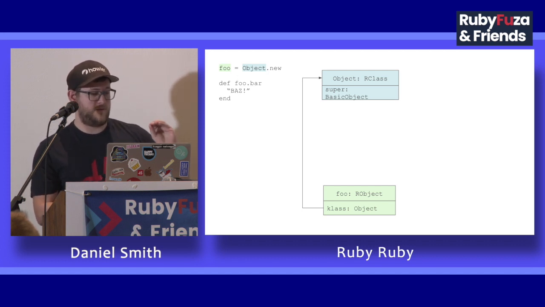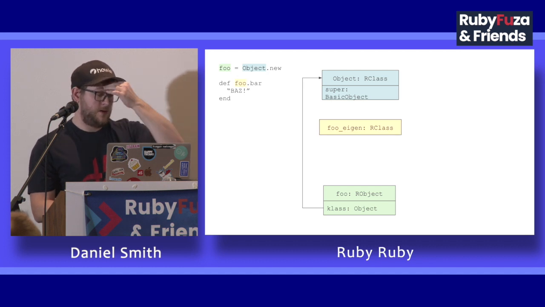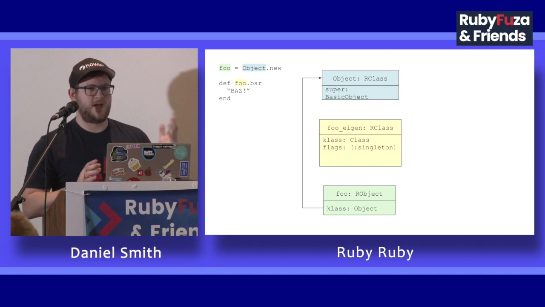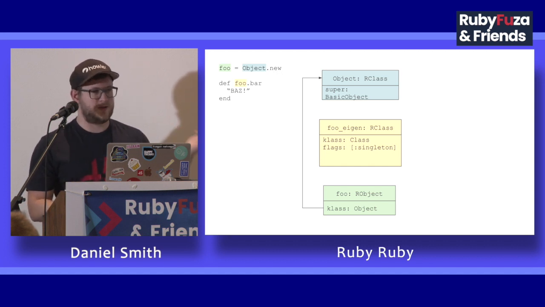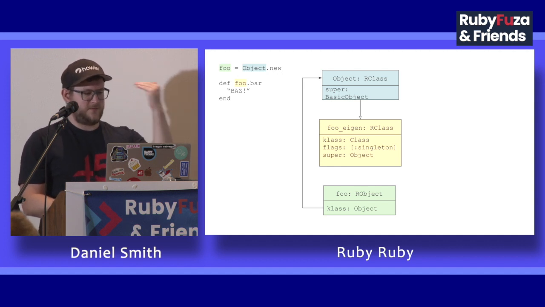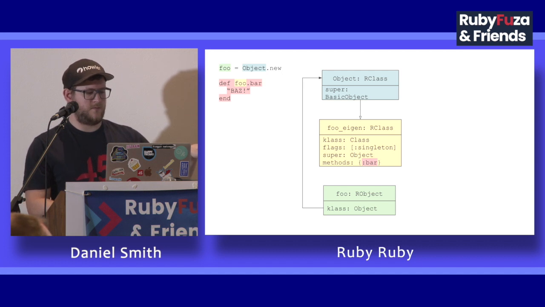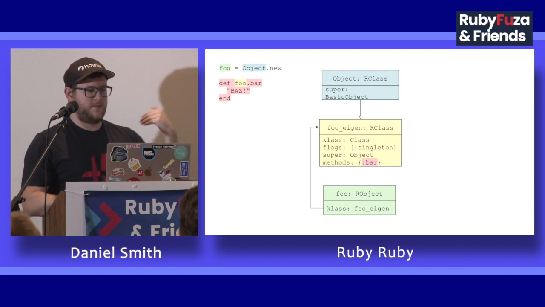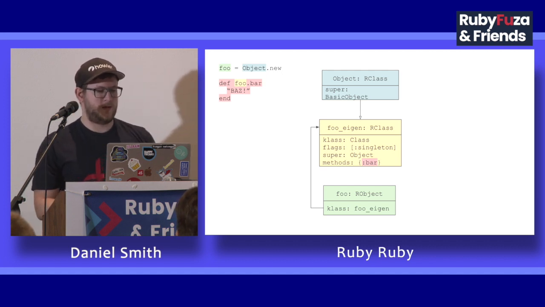Now we're going to define the bar method on foo. So we're going to create a new class, which is foo's eigenclass, and its class is Class, and it's got the singleton flag, because the names are weird. Eigenclasses, singleton classes, metaclasses, they all kind of mean the same thing. And it's a subclass of object, and it's got the bar method in it. And now we actually rewrite foo to be an instance of its own eigenclass. So it gets the bar method and still inherits from object. All right, cool.